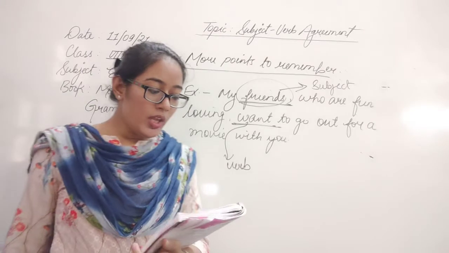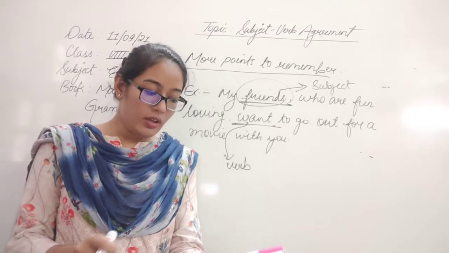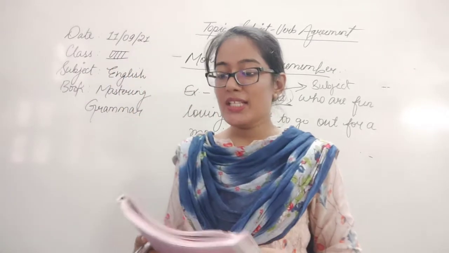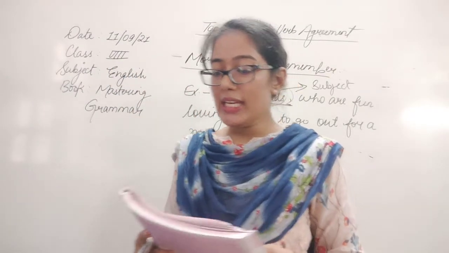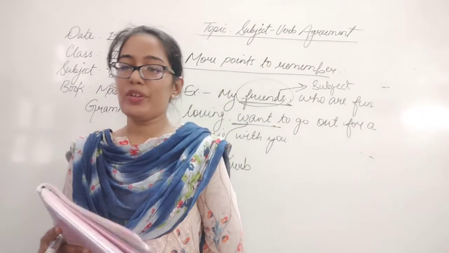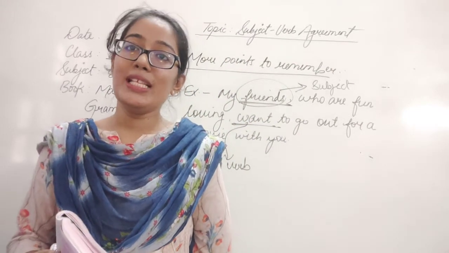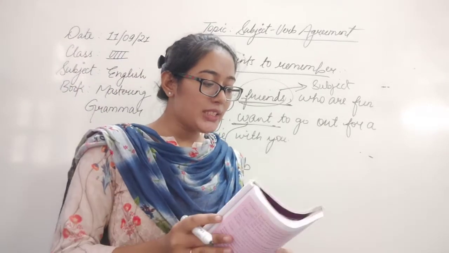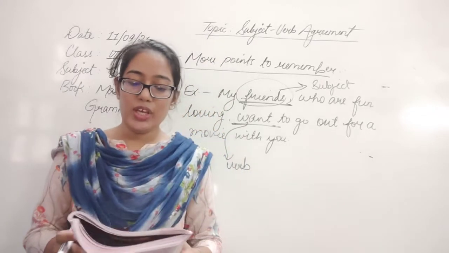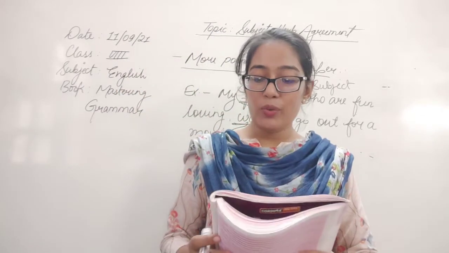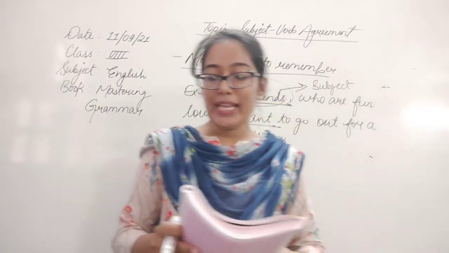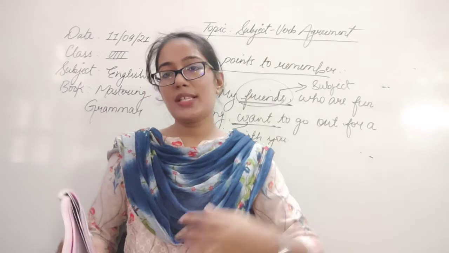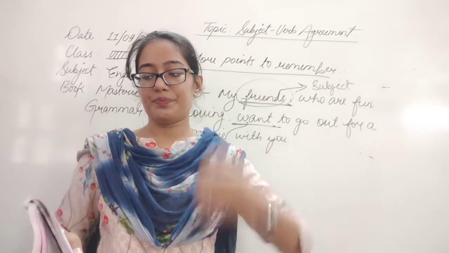Now the next one. In the above sentence, the subject is friends and it is in third person plural. Okay, so it is third person plural, so it takes the verb want. The subject friends is the main word in the group of words, so it acts as the subject. The verb want agrees with the subject, that is friends.